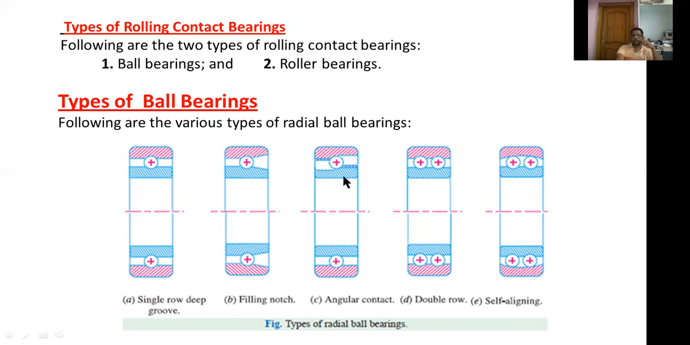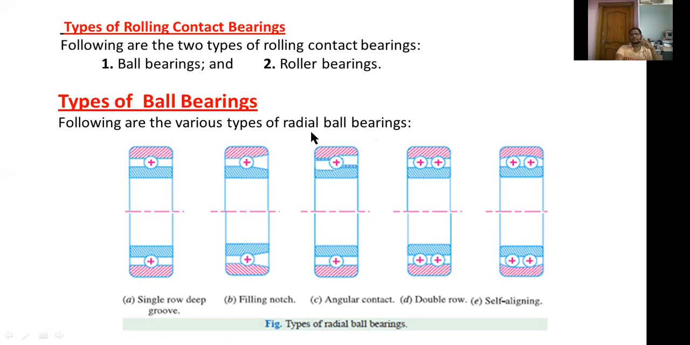And this one is an angular contact ball bearing. In this one, we are using angular shape grooves. And this one is a self-aligning ball bearing. In this self-aligning ball bearing, we are arranging a spherical shape of groove for self-aligning of balls at the time of loading, at the time of thrust loads or radial loads.